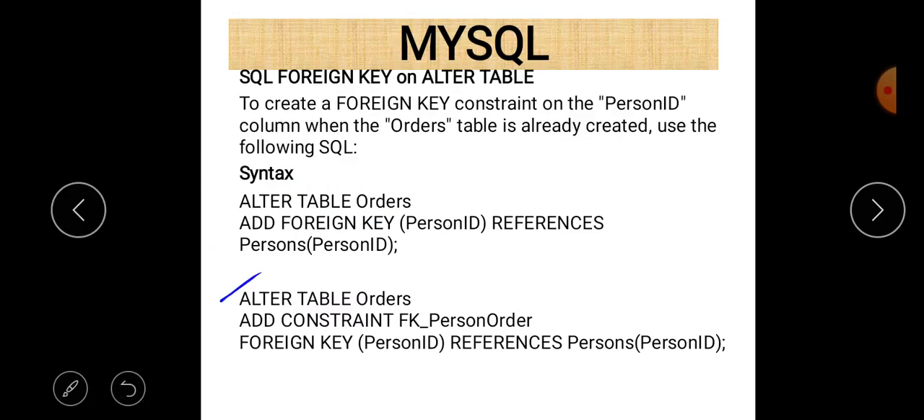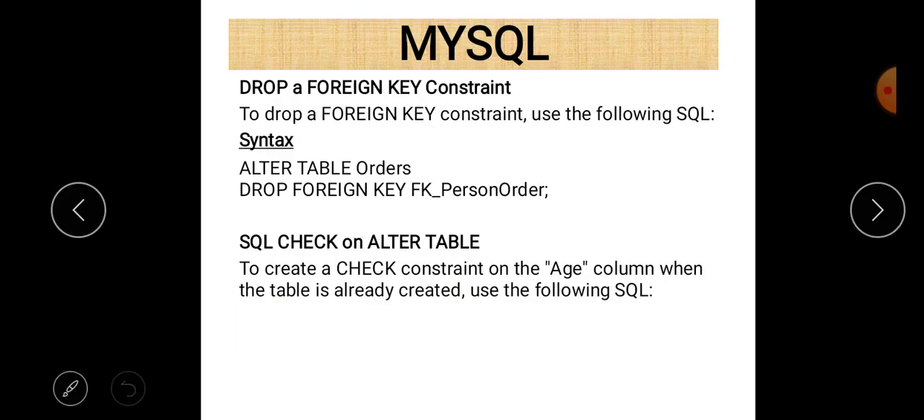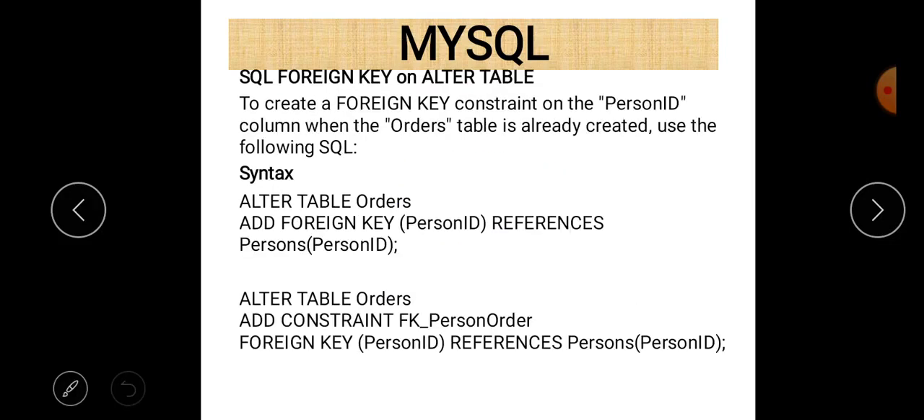Look at the second structure, we can also create a foreign key using the alter table structure with this syntax. So here we just give the name of the constraint, and the name of the constraint is fk person order, and then foreign key is person id, and the references is persons dot person id. So now if you want to delete that foreign key, we use drop foreign key and the name of the foreign key. You can easily see that the name of the foreign key is fk person order.